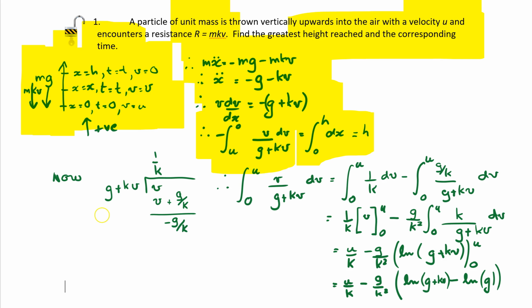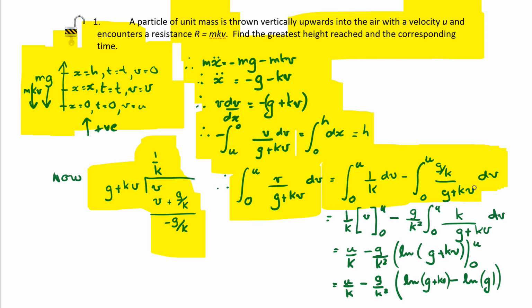So if I divide v by g plus kv, it's slightly tricky in that we have 1 on k up the top, but our integral from u to 0 of v over g plus kv becomes these two separate integrals, minus 1 on k, which will be easy for us, and this one, which will also be easy for us because we can take the g on k out the front and it will become a log problem.